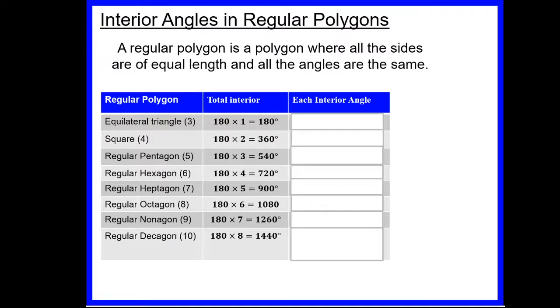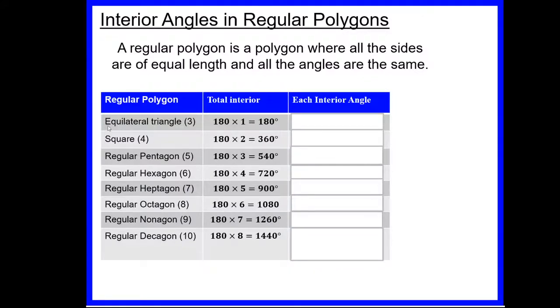Alright, so now that we've looked at irregular polygons, we're going to have a look at regular ones. So the difference with regular polygons is that all the sides are the same length and all the angles are equal. So if we can find the total angles in a regular polygon, then we should be able to find the size of each individual angle because they will all be exactly the same.